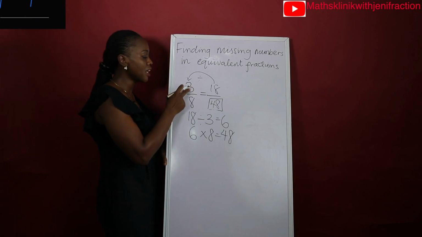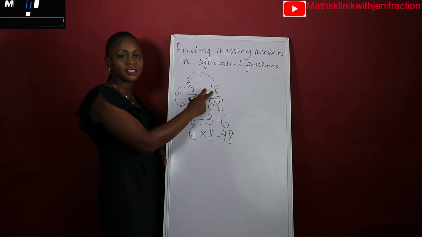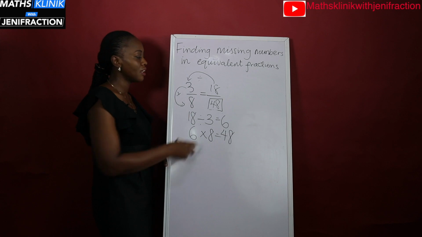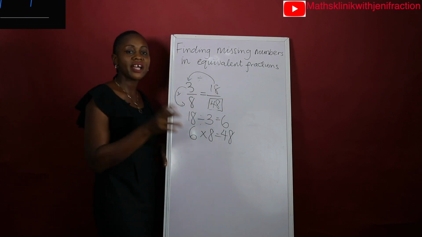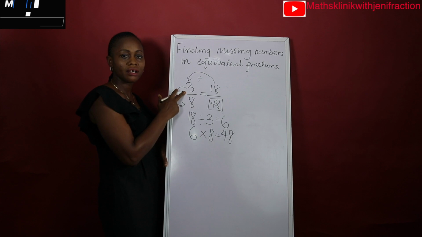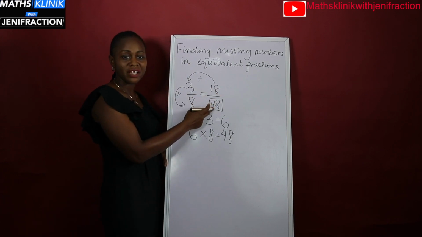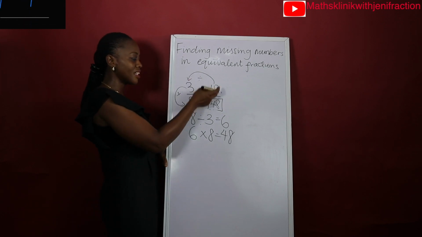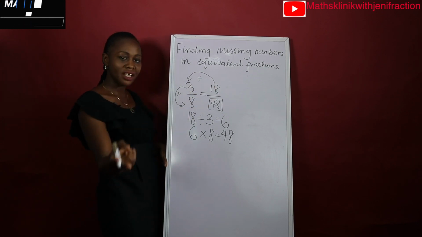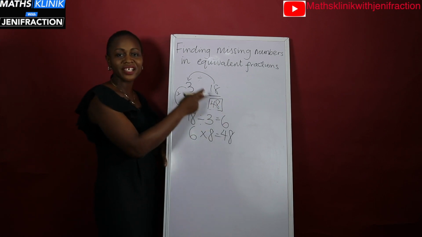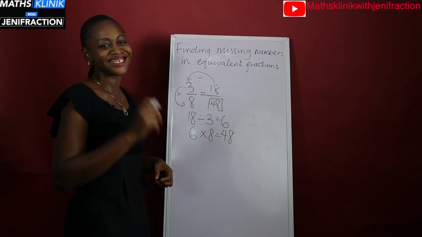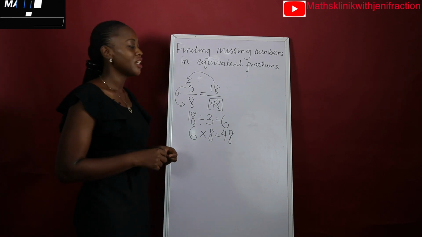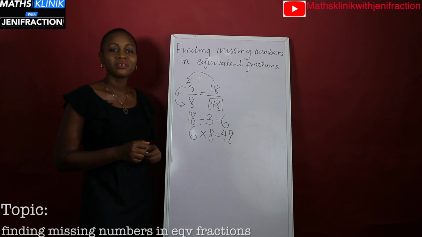You find out that 3 times 6 gives you 18. 8 times 6 gives you 48. In the same way, 18 divided by 6 gives you 3. And 48 divided by 6 gives you 8. You still say 18 divided by 3 gives you 6. 48 divided by 8 gives you 6. You see what we mean by equivalent fractions? That they have the same value. They also have the same common factors.